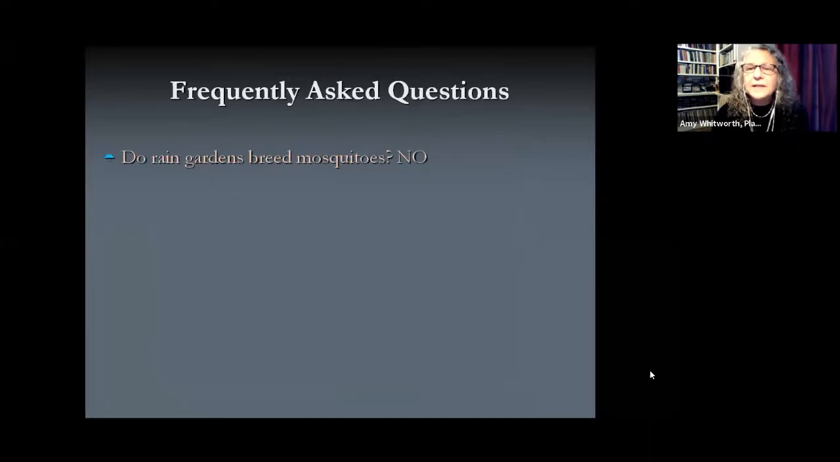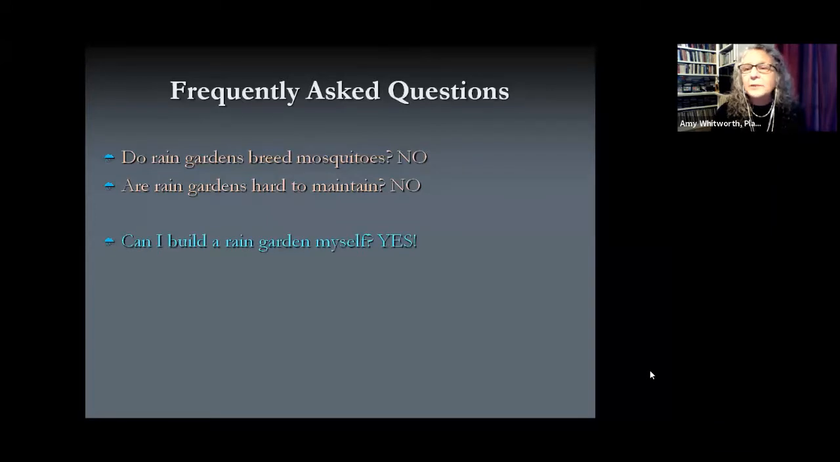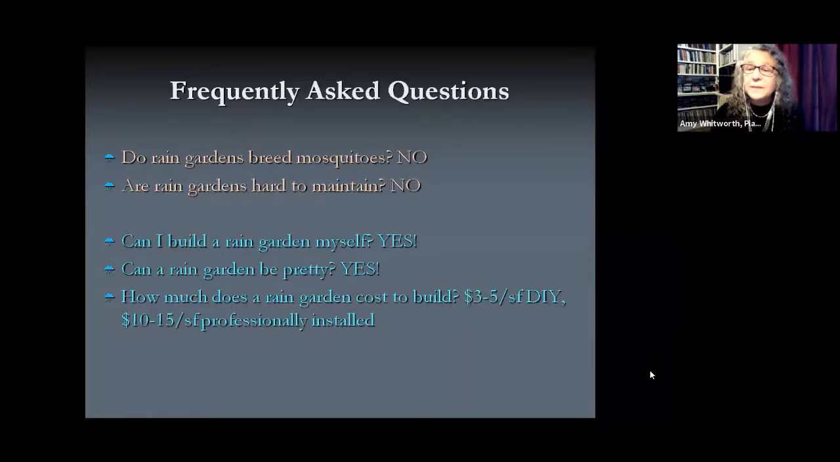People often ask us whether rain gardens breed mosquitoes. Mosquitoes bring all kinds of diseases, and that's a problem. But rain gardens are designed to drain within about a day, within a couple of days at the outside. So no, rain gardens do not breed mosquitoes. They're easy to maintain. There isn't that much to do, the same as any other landscape area. And you can build a rain garden yourself. It's not that big of a deal. Easy to dig and shape and lay the pipes. And of course, they can be pretty and support pollinators and wildlife as well. It doesn't have to be expensive to build a rain garden.